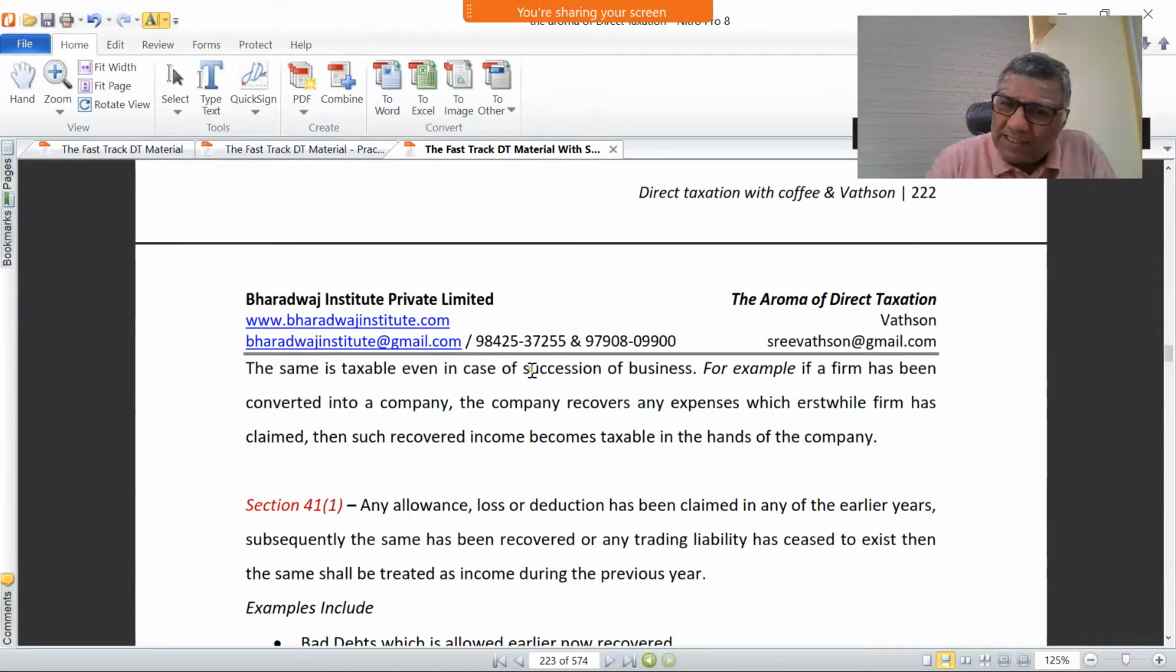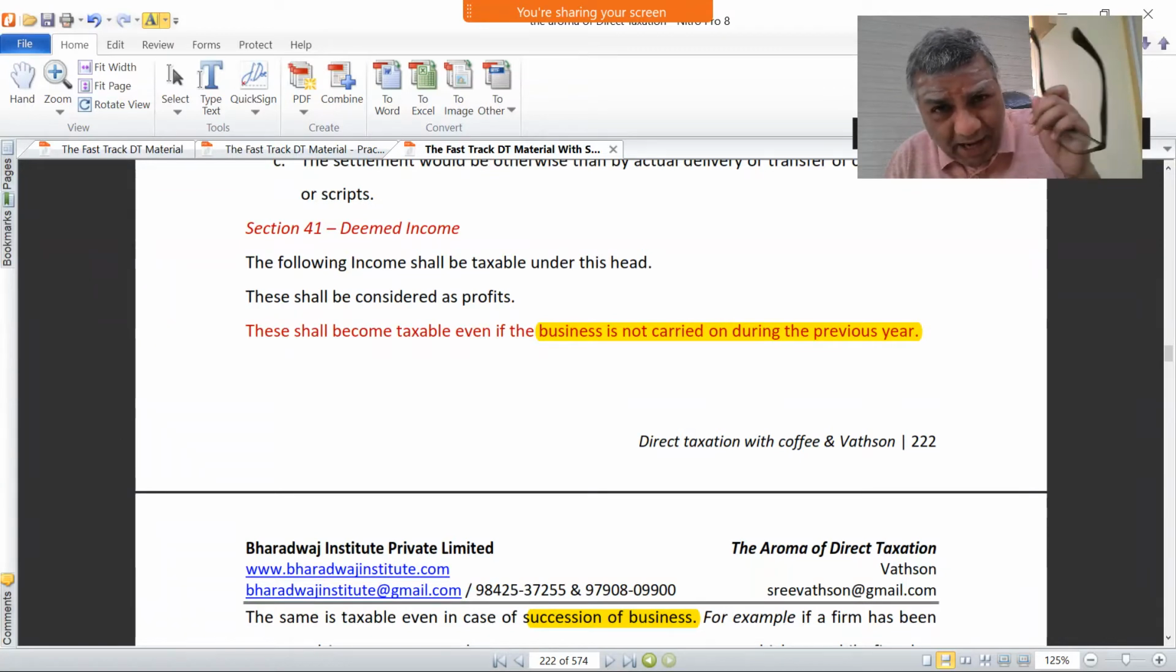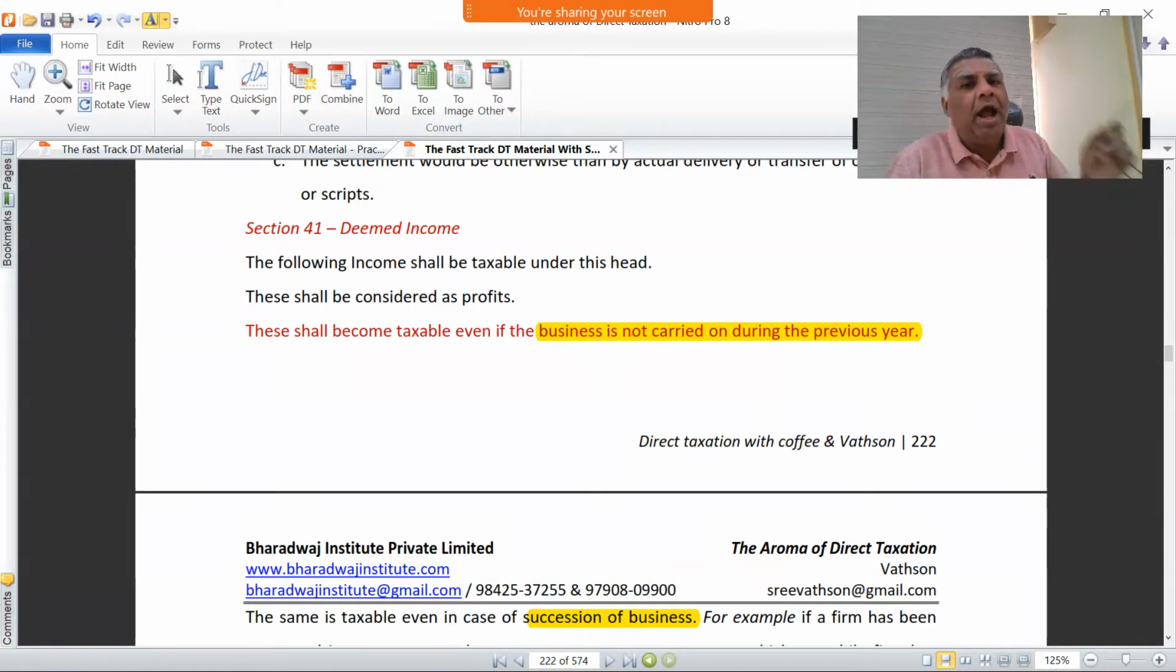It is even taxable to the successor of the business: amalgamation, conversion. One bottom line I'll give you: provisions will apply to the transferee company or transferee entity as they would have applied to the transferor had the event not happened. Amalgamation, demerger, conversion of firm into company, sole proprietor into company, company into LLP. In all these cases, provisions will apply to the transferee entity as they would apply to the transferor, as if the event has not happened.